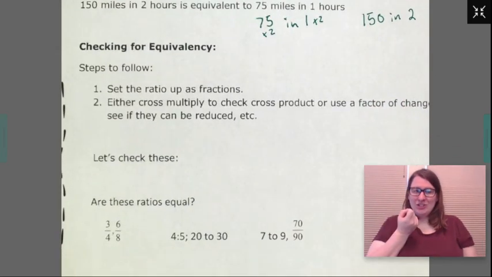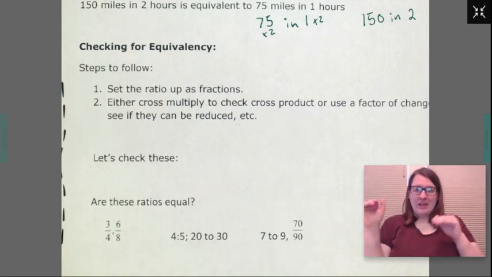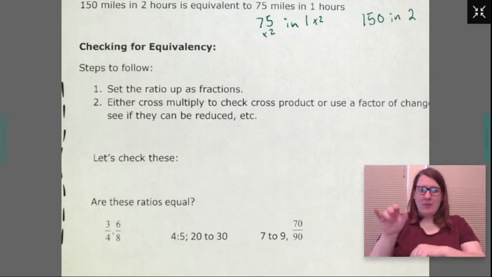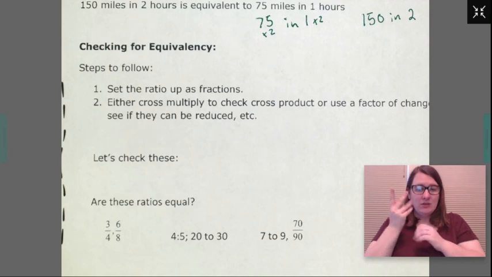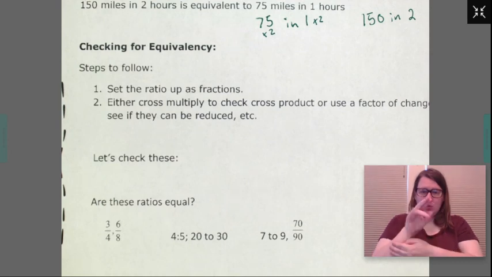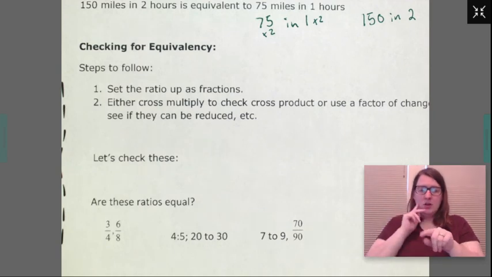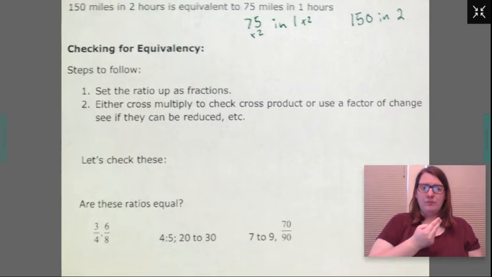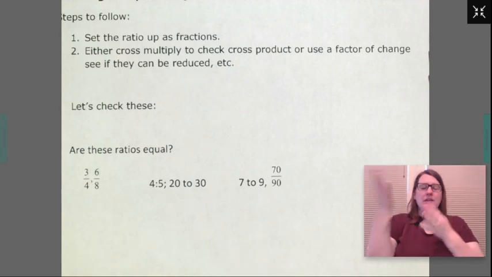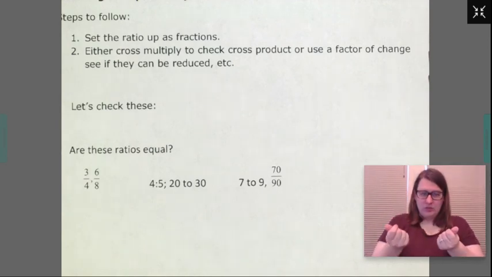So to check for equivalency, you want to follow these steps. Okay, number 1, you're going to set up the ratio as fractions because it's going to be easier to see the similarities. Number 2, you're either going to cross multiply to check the cross product or use a factor of change to see if it can be reduced. Okay, it's going to be easier to just see it reduced.